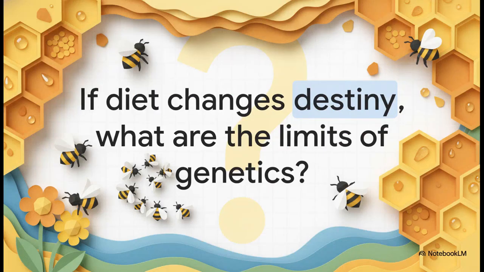As we wrap up this explainer, I want to leave you with one final thought to chew on. If the blueprint of a bee is rewritten entirely by its environment, its diet, and the rigorous care of its community, what does that tell us about the true limits of genetics? When we look at a hive, we aren't just looking at biology. We are looking at the power of the collective to shape destiny.